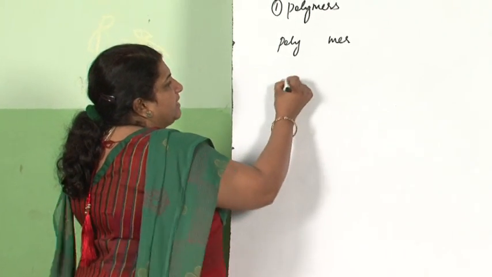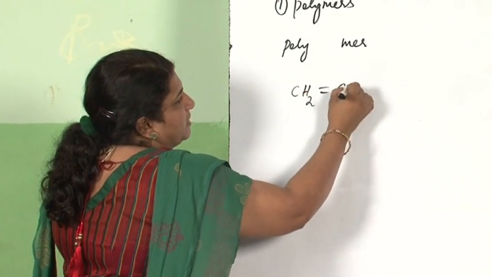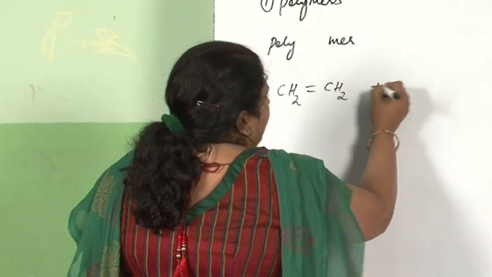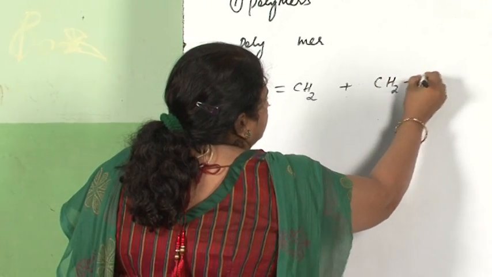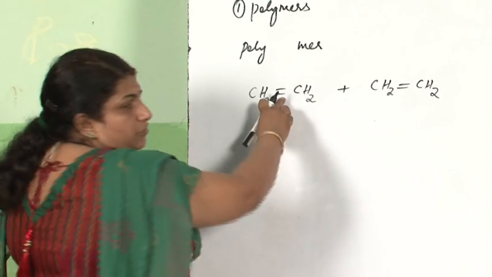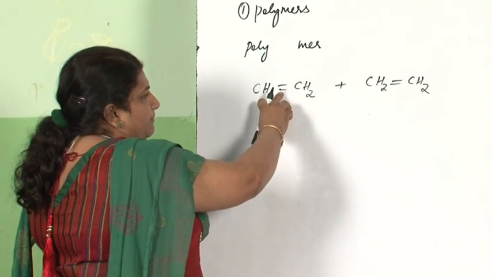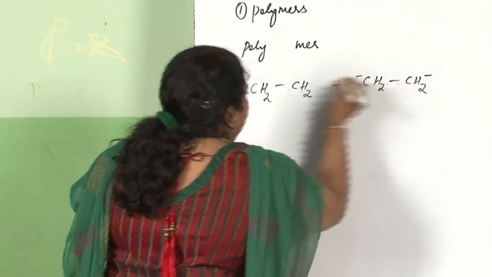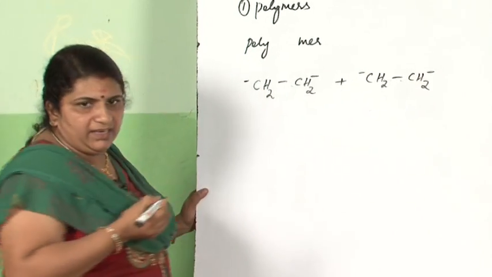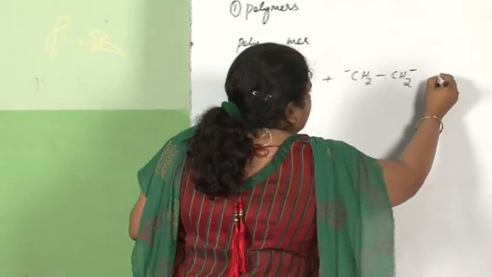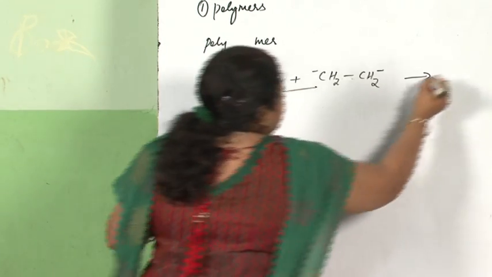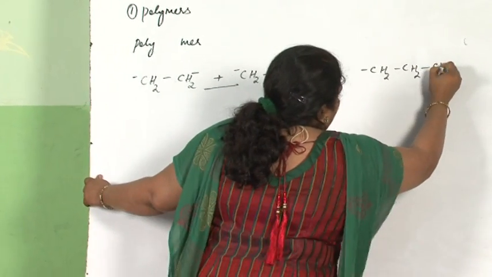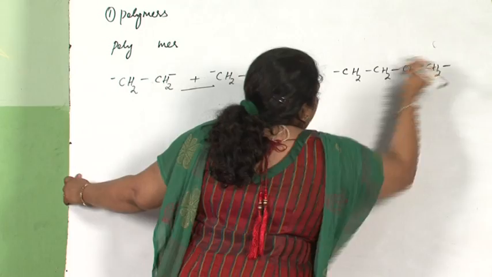For example, ethene, CH2 double bond CH2, this is called ethene or ethylene. This molecule, when it combines with another molecule of ethene, this bond, as you know, is a purely covalent bond. This bond will break, here one valency is created, here one valency is created, this carbon also holds one valency. It combines in such a way that these two carbons combine together, so that you can see it like this, CH2, CH2, CH2, CH2, here one valency.